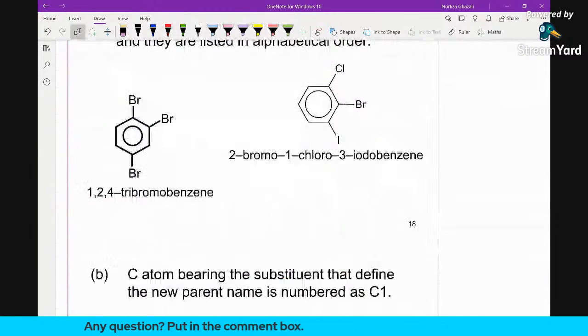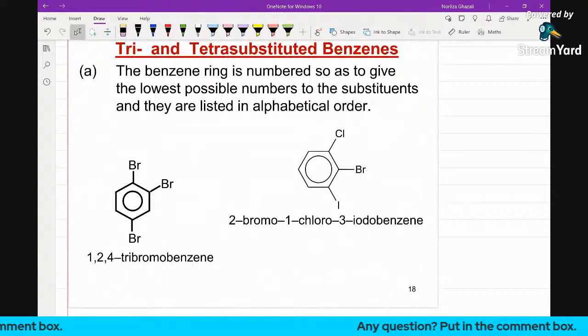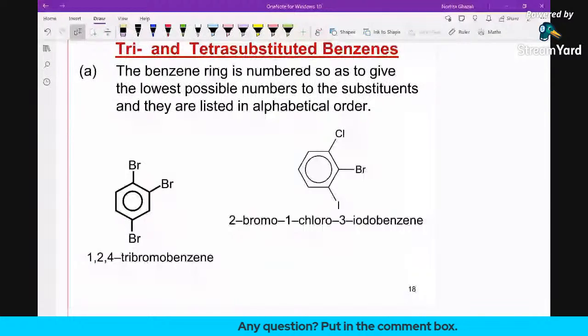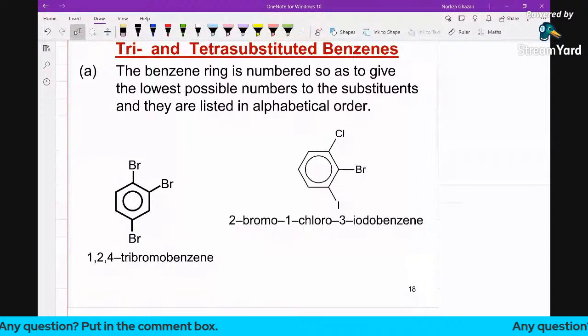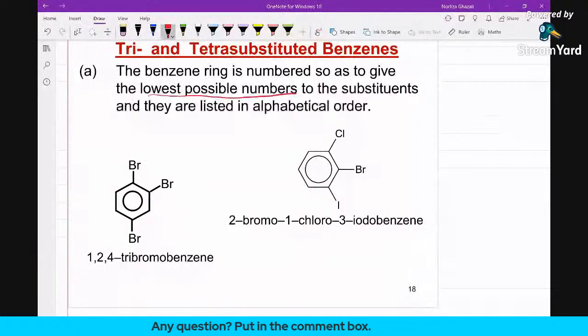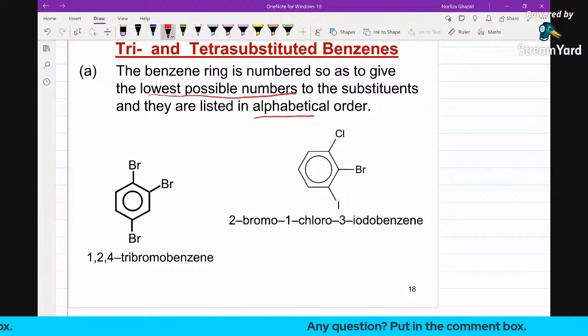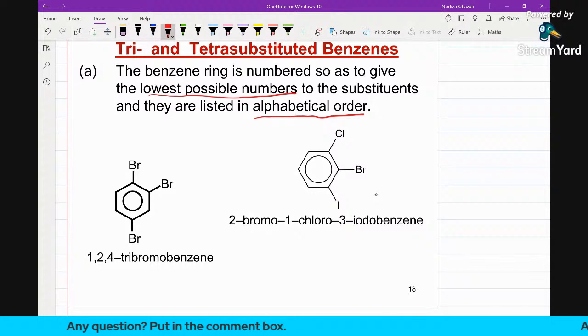Okay, and then as usual, if we have more than one, we use tribromobenzene, 1,2,4-tribromobenzene. And then we use a number to give the lowest possible number to the substituent. Okay, and for the substituents we must consider the first alphabet, right? So this example, 2-bromo, 1-chloro, 3-iodo.